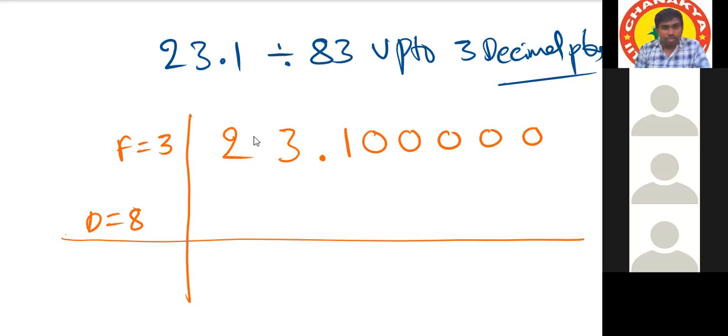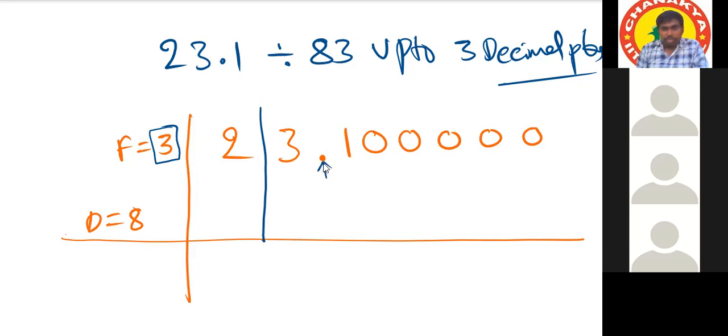And one more thing here: other than that decimal, what is the actual number here? 23 is the actual number. Here the number has only 1 digit after the decimal, so 1 digit from the right. From the decimal place, after 1 digit we have to keep a separation here.